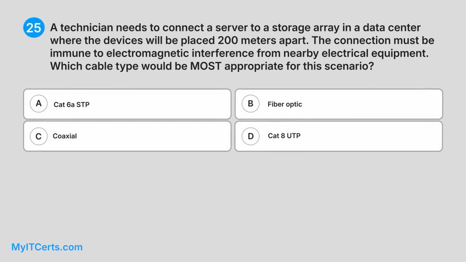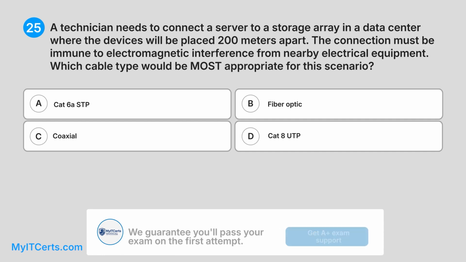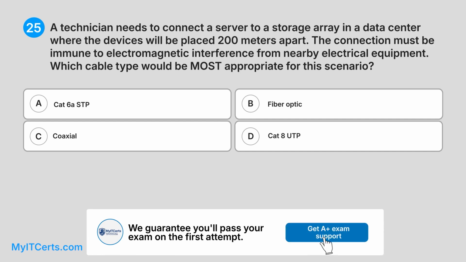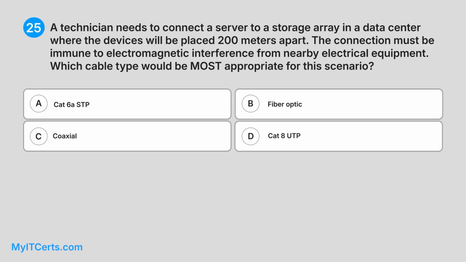25. A technician needs to connect a server to a storage array in a data center where the devices will be placed 200 meters apart. The connection must be immune to electromagnetic interference from nearby electrical equipment. Which cable type would be most appropriate for this scenario? A. Cat6A STP, B. Fiber optic, C. Coaxial, D. Cat8 UTP. Do you know the answer?